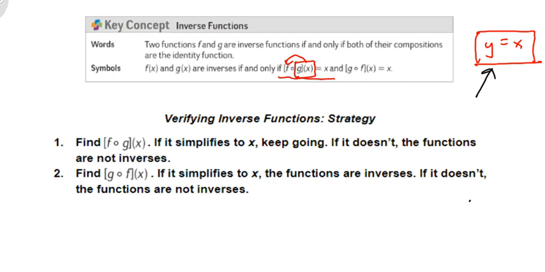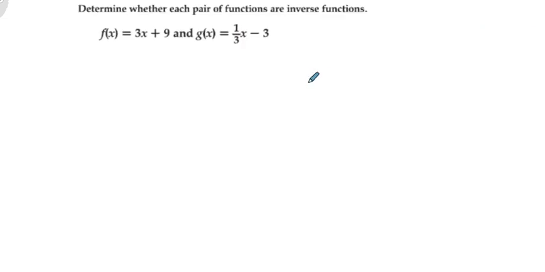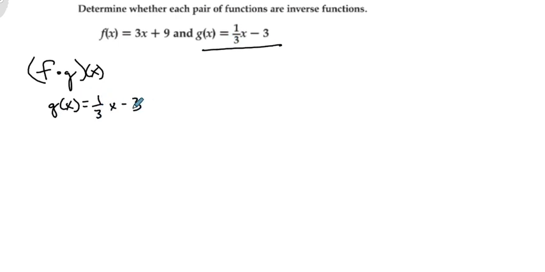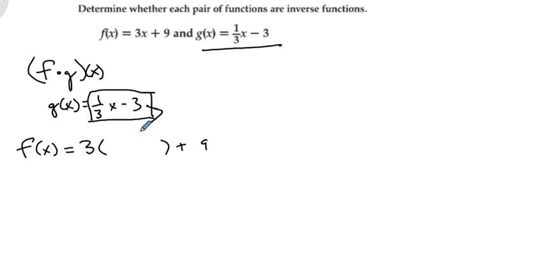So I think the best thing is just to do some of these for you and talk through it. This is my f function, this is my g function. The first one we're going to do is f of g of x. I'm going to use the same technique I've always used. First, I'm going to find g of x. My g of x is 1/3 x minus 3. Now I'm going to plug it into f of x wherever I see x. So f of x is equal to 3, with a nice big parentheses wherever I see the x, and then plus 9. Now we plug it in there: 1/3 x minus 3.